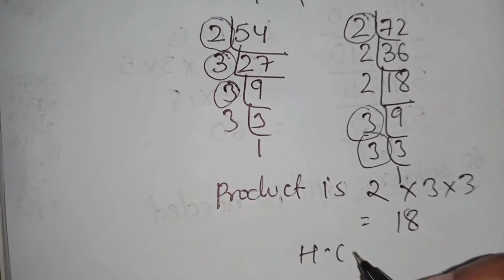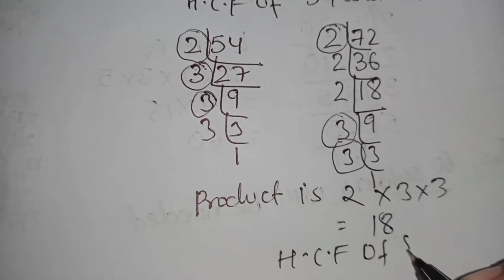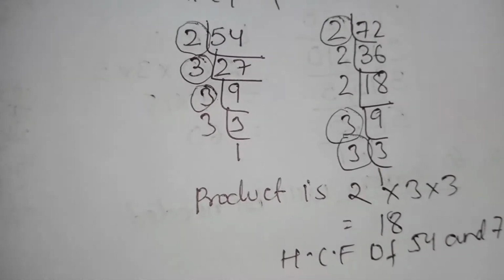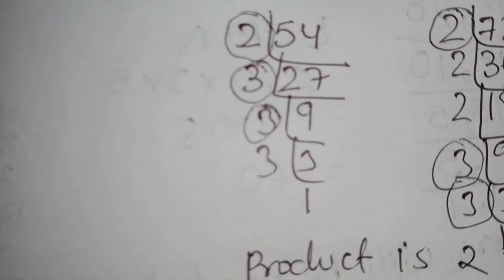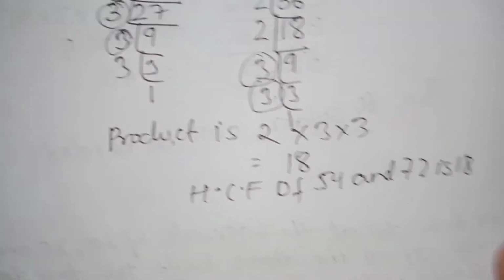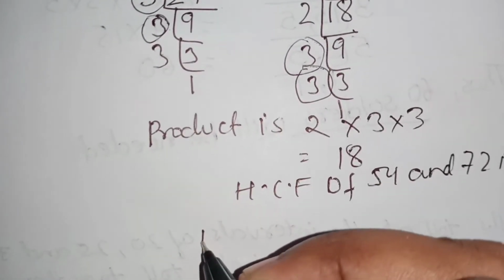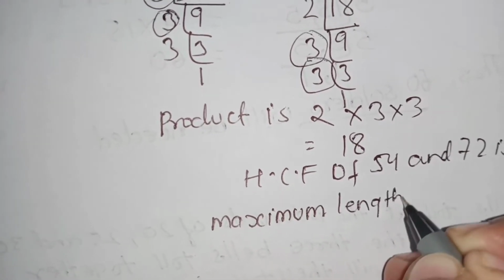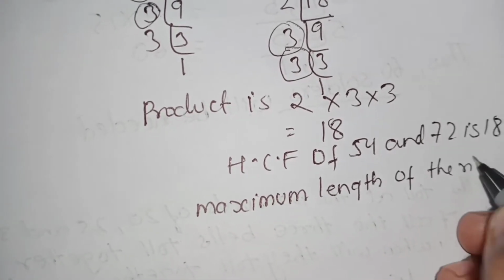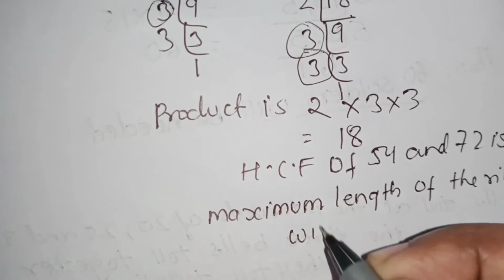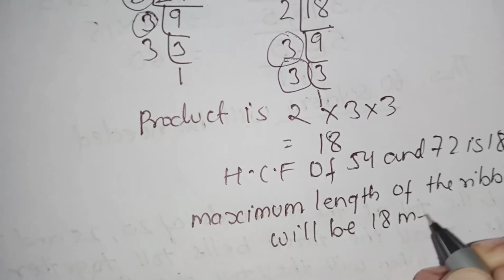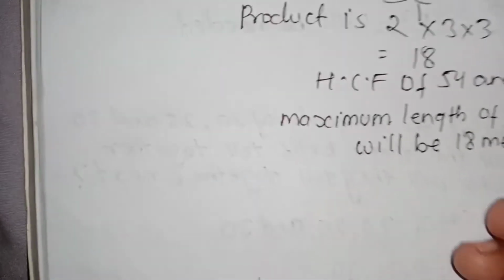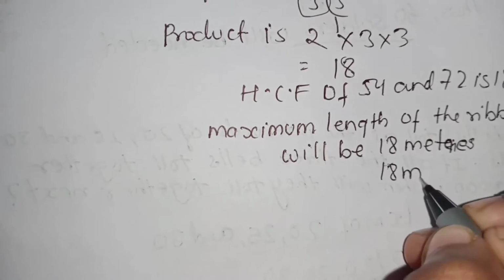So what is the HCF? The HCF of 54 and 72 is 18. Okay, and this is the maximum length. So what will be the maximum length? What we got? 18. So the maximum length of the ribbon will be 18 meters.